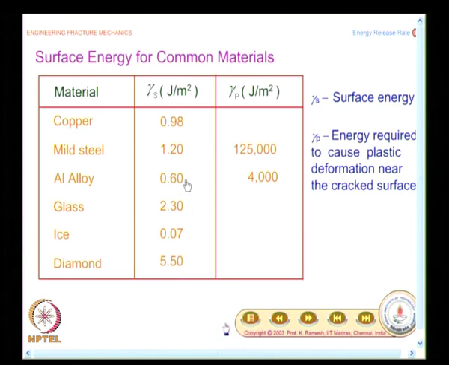This table also gives another energy, gamma p, which is the energy required to cause plastic deformation near the cracked surface. And what is its value? It is very high. For the case of mild steel, gamma s is only 1.20, whereas gamma p is 125,000, and for the case of aluminum alloy it is 4,000.